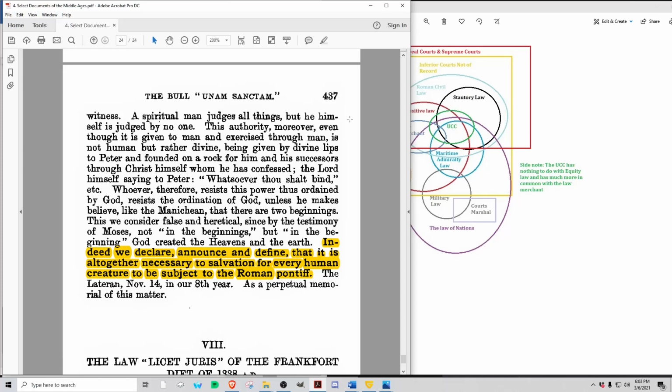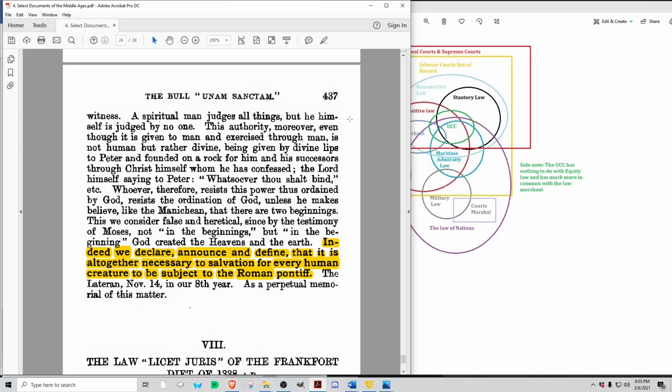Indeed, we declare, announce, and define that it is altogether necessary to salvation for every human creature to be subject to the Roman pontiff. That is what these fools have been standing on since they created it. A Luciferian spell placed on the back of human child skin, which just decrees that every human creature be subject to the Roman pontiff.